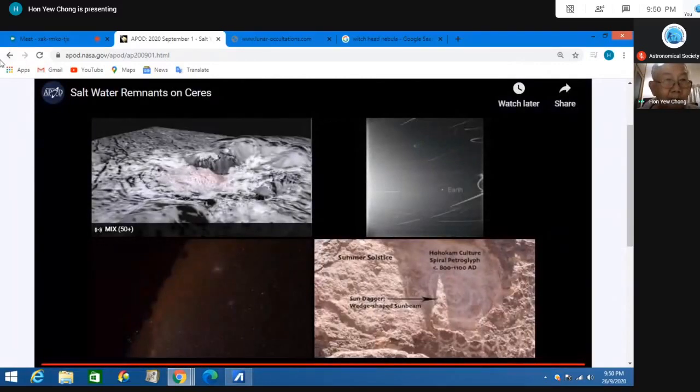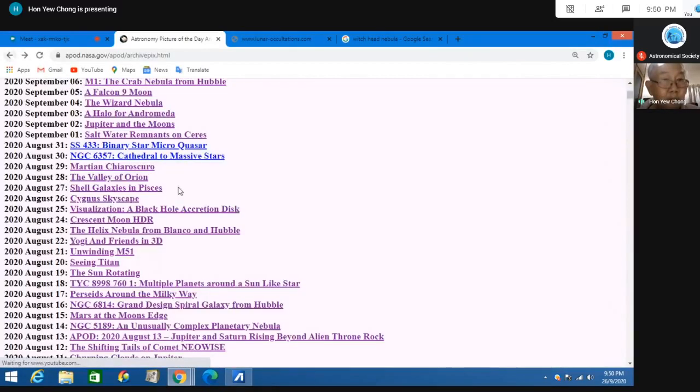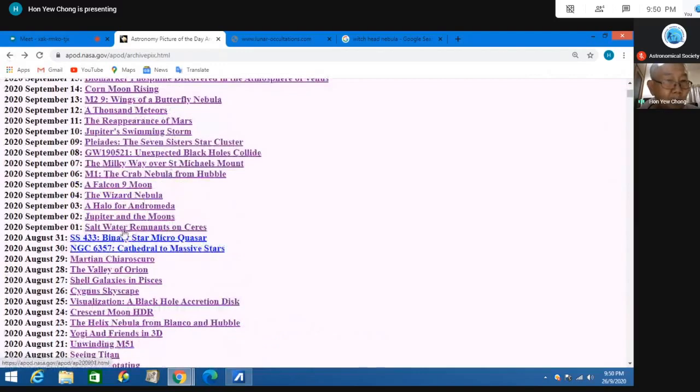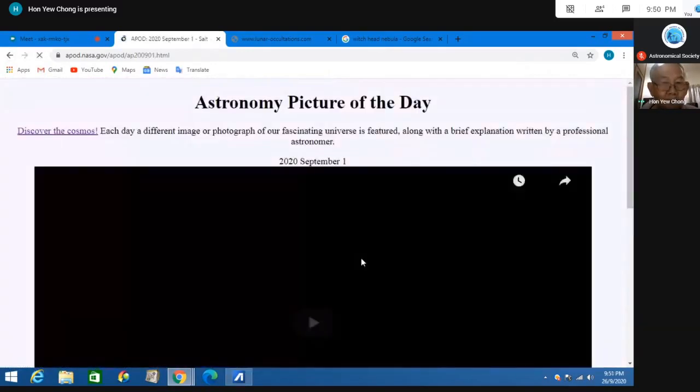Now I repeat, that was not a simulation of the salt water. That's a real picture. All right. Remember the Dawn was sent by NASA. It orbited around this Vesta asteroid, took a lot of pictures, and later on flew closer to Ceres, took a lot of pictures. So that's it. And then this is the Dawn mission.